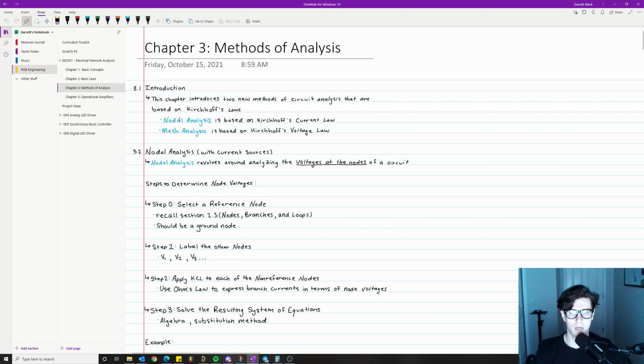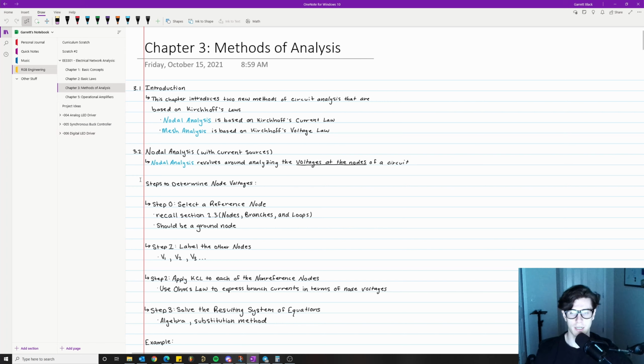So the first thing we're going to talk about is nodal analysis, and specifically nodal analysis that involves circuits using current sources, because it gets a little bit different when we use voltage sources, and so we'll explain that whenever I get there. So nodal analysis revolves around analyzing the voltage nodes of a circuit. Who would have thought, right?